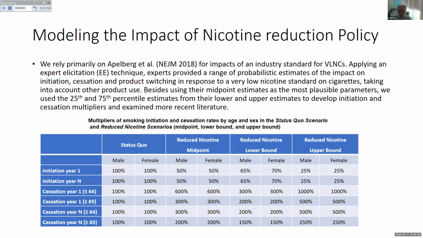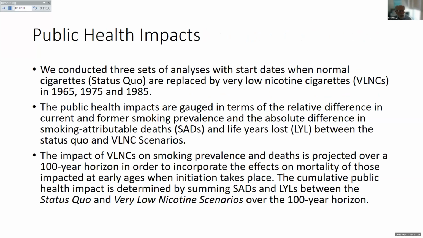And as you see here, we have lower bound estimates, and notice here the lower bound estimates imply less of an impact on particularly the initiation and cessation probabilities. The upper bound impacts imply larger estimates on the status quo initiation and cessation probabilities.